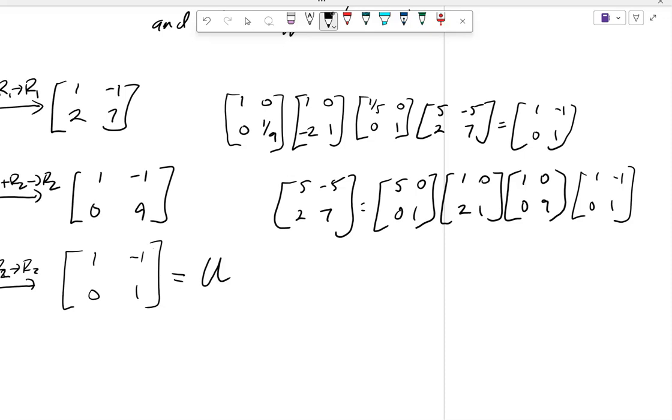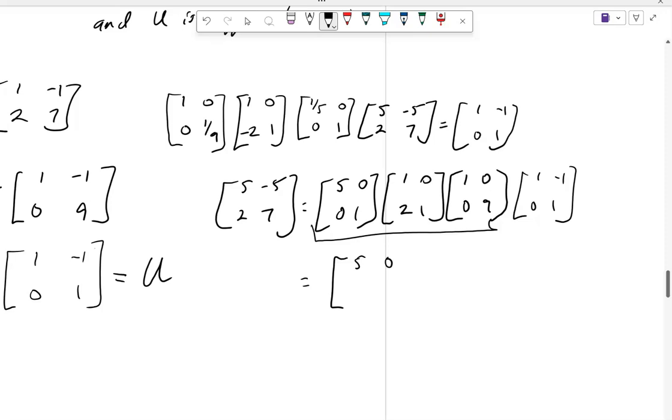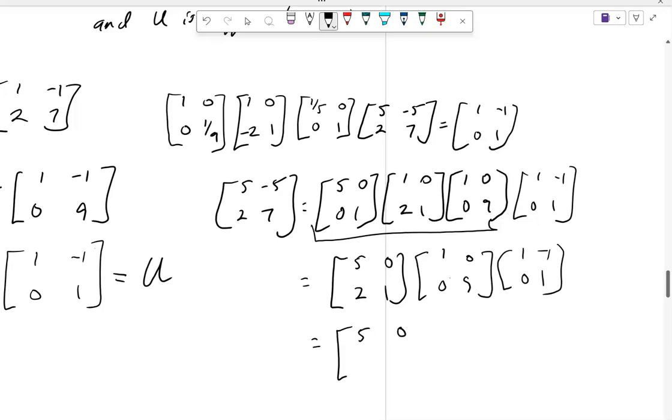Now multiply those matrices together. What do we get? The first two we multiply together, we'll get 5, 0, 2, 1. And then do the next two, and we'll get 5, 0, and 2, and 9. If I did my arithmetic right, I should be able to get the same answer if I multiply these two together. Now, do you see I have a lower triangular matrix times an upper triangular matrix? Yeah, so this is your LU decomposition.